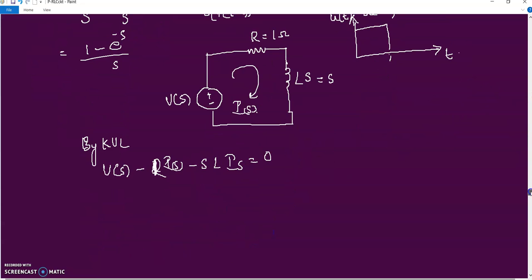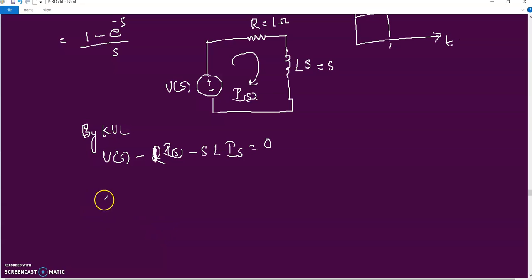So now we have to put the values. We will write I(s) first. I(s) is equal to V(s) divided by R plus Ls. Okay. So now we can put the values of each. V(s) is equal to (1 minus e raised to minus s) by s.